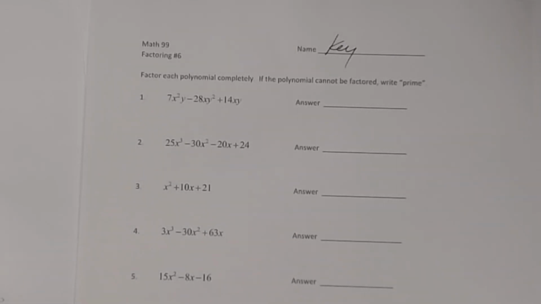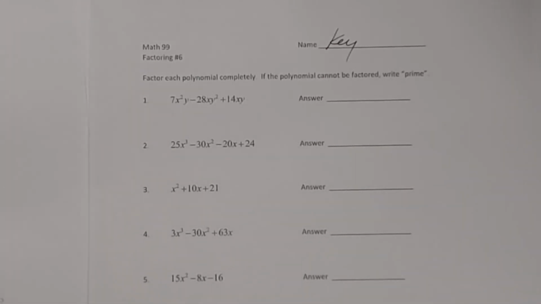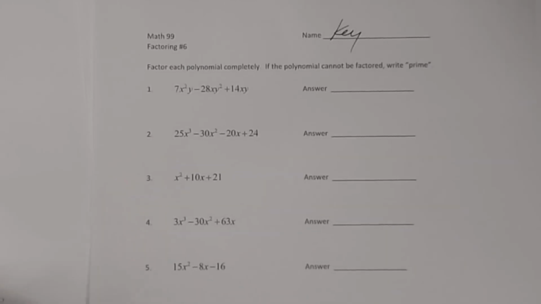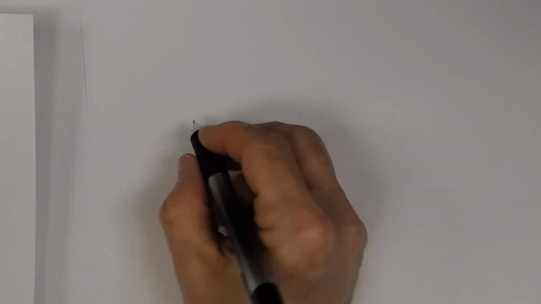Okay, so this is a key to worksheet factoring number 6. These are just polynomials that you're going to factor completely, and there's a variety of factoring situations here. So number one.